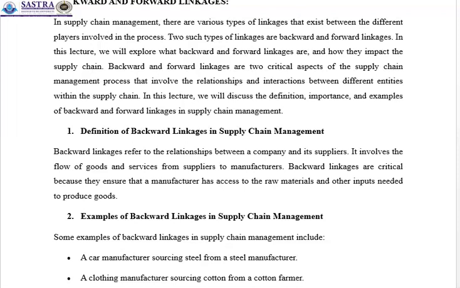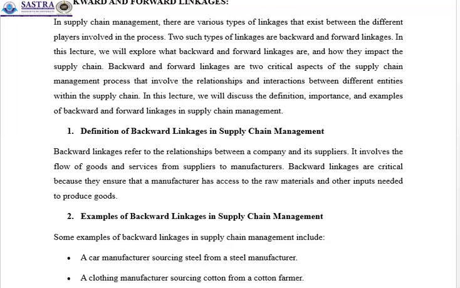Backward and forward linkages are two critical aspects of the supply chain management process that involve the relationships and interactions between different entities within the supply chain. In this lecture, we will discuss the definition, importance and examples of backward and forward linkages in supply chain management.